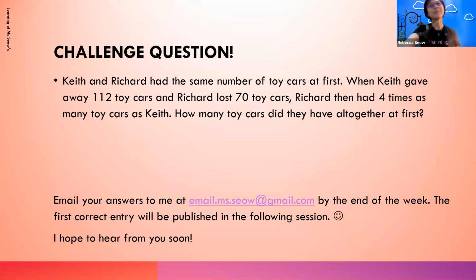Okay, so now this is a challenge question, and I actually took this from a certain past year paper. I won't tell you which year, so don't go and hunt your rack of papers. But anyway, Keith and Richard had the same number of toy cars at first. Keith gave away a certain number of cars. Richard lost cars. Richard had 4 times as many toy cars as Keith. And you want to find the toy cars that they have all together at first.